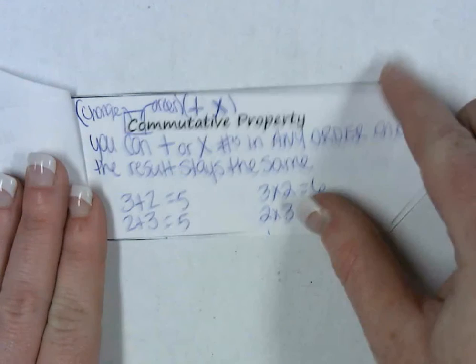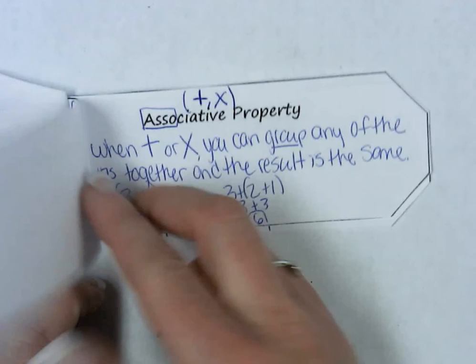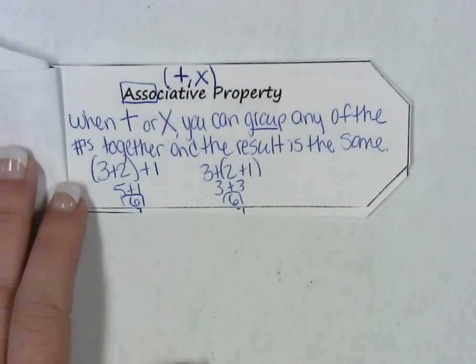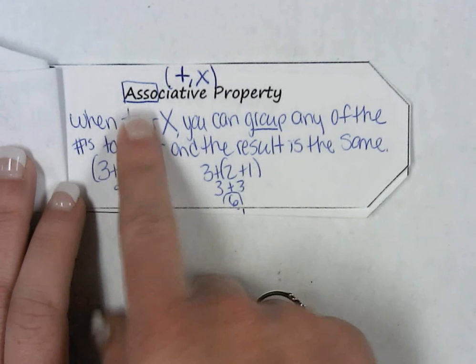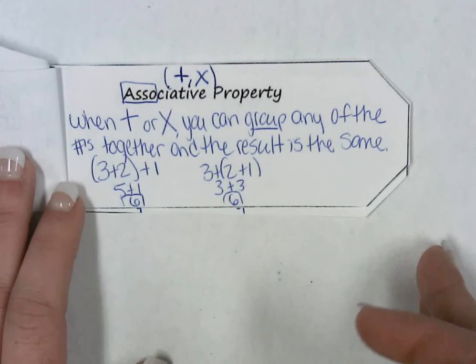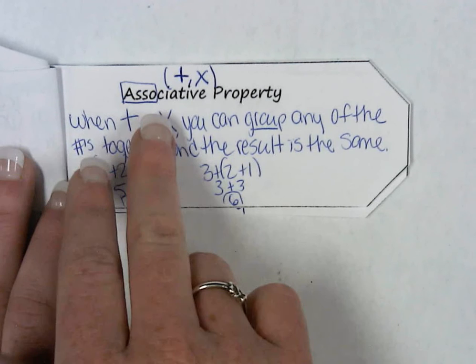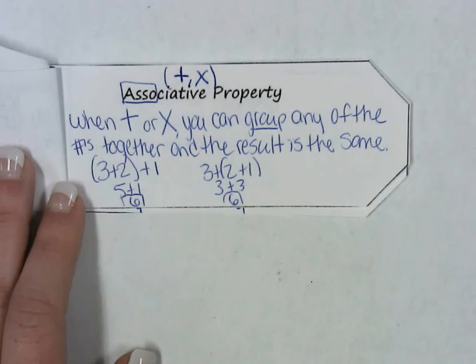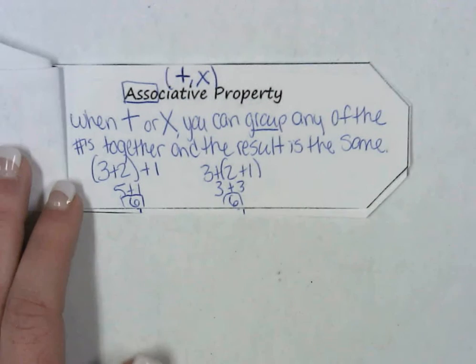Or let's move on to the next one. The next property is associative. The last time we did associative property, we said ASSO, all stay same order. Our numbers are staying the same. This one, our parentheses are what's changing.